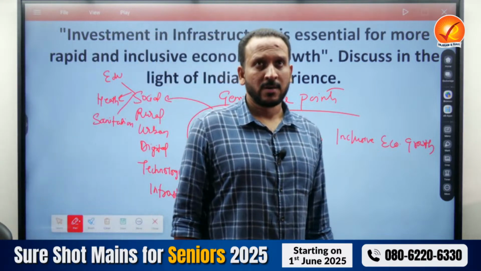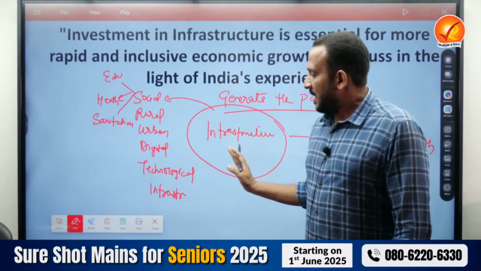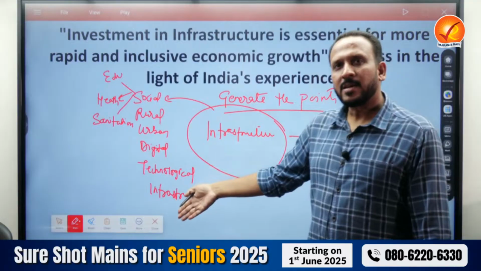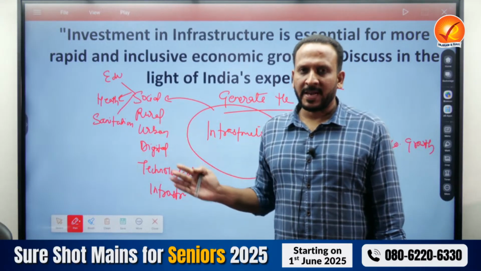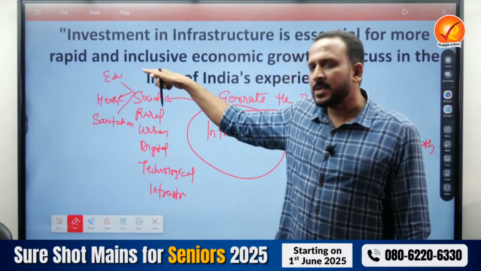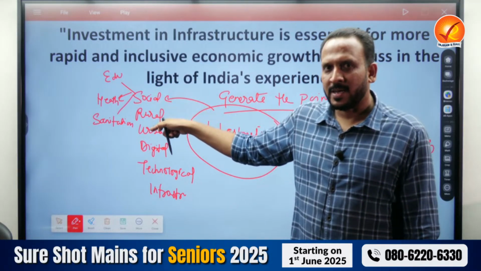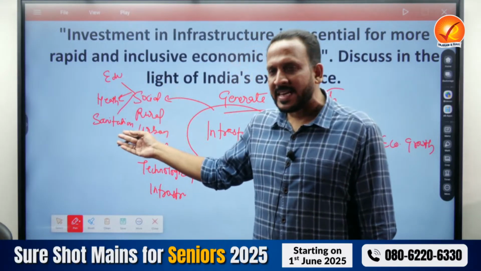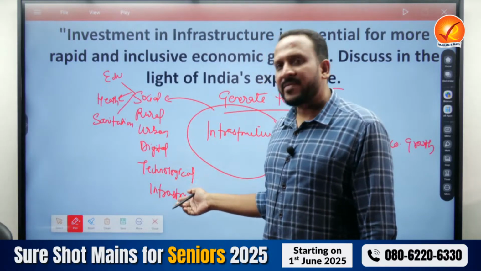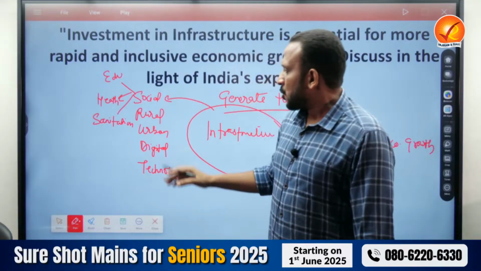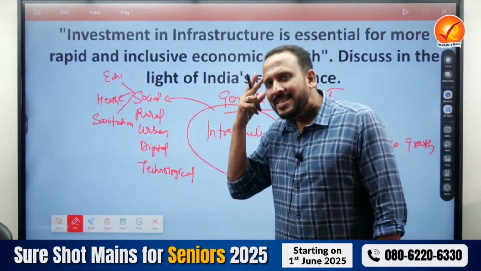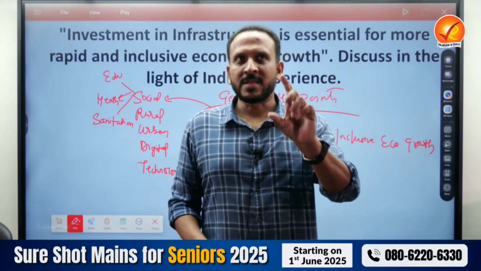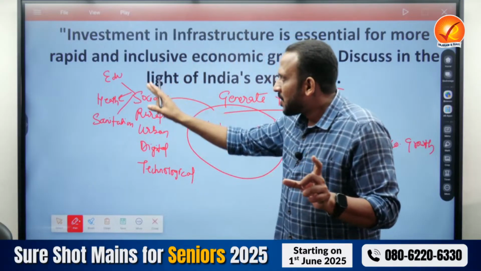Can we do it or not? Infrastructure, we can divide into various forms, right? Social, rural, urban, digital, technological. Are you getting what I'm trying to explain? Do you have the examples for this also? You must be having the examples for this also, right? Think about what the government has done for health, education, sanitation, rural, urban, digital, technological infrastructure, right? So now, see how many points I am able to think. This is the first keyword I have picked up to generate the points.